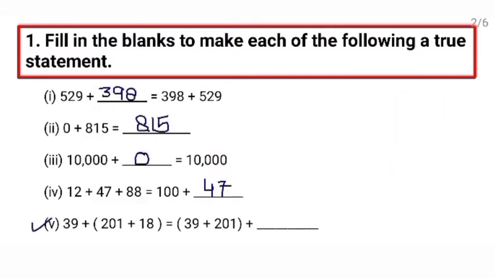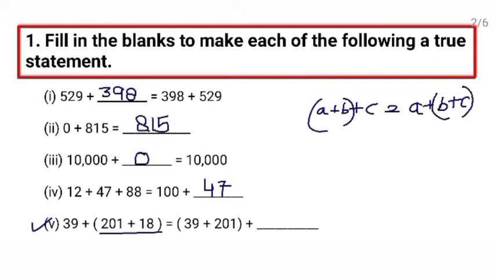Now the next part is 39 plus in bracket 201 plus 18 is equal to 39 plus 201 plus dash. This is the associative property. What was the associative property? When we add three numbers, we group them in a different way to add and then we get the same answer, right? Here in the first one, they have enclosed 201 plus 18 in the bracket and here they have enclosed 39 and 201 in the bracket. But the equal sign is there.